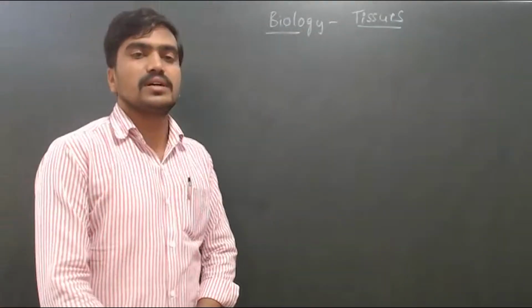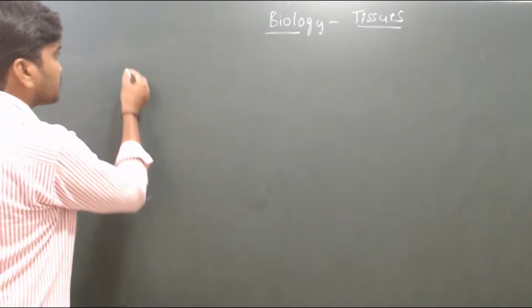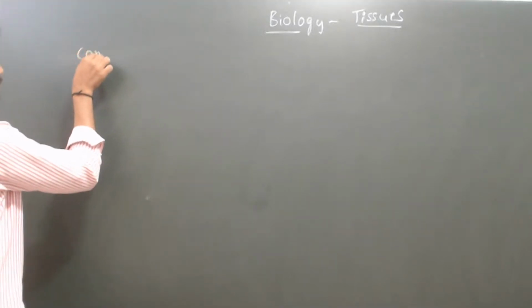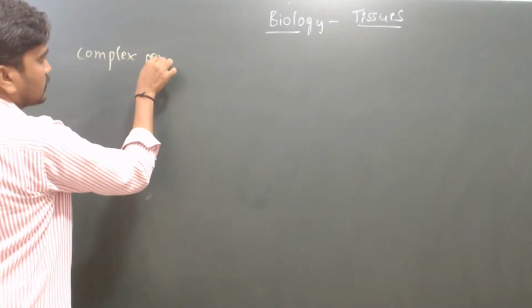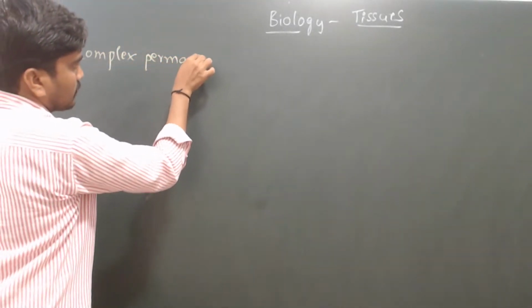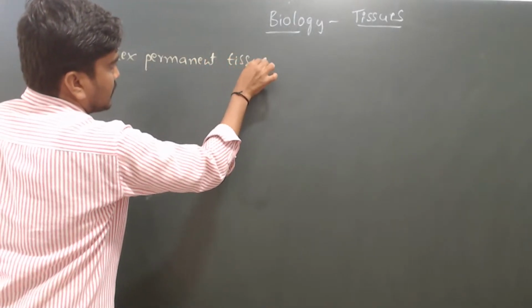Today we continue with the tissues chapter. The next part in tissues is complex permanent tissue.